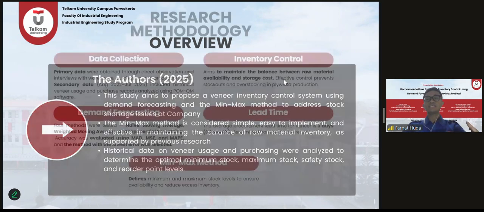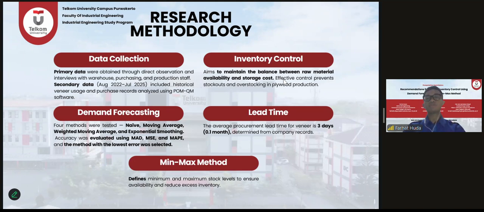Before presenting the results, let me briefly describe the research methodology. The study used both primary and secondary data analyzed with software. Four forecasting methods were tested and the most accurate one was selected based on error values. Inventory control was designed to balance stock and cost with an average lead time of 3 days. Finally, the min-max method was applied to determine optimal stock levels that ensured material availability and cost efficiency.